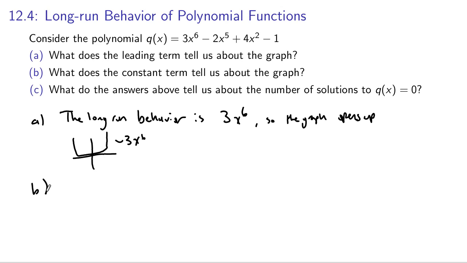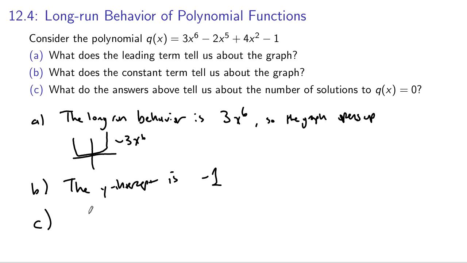B. What does the constant term tell us about the graph? Well, the constant term will tell us the y-intercept. So it tells us that the y-intercept is negative 1.